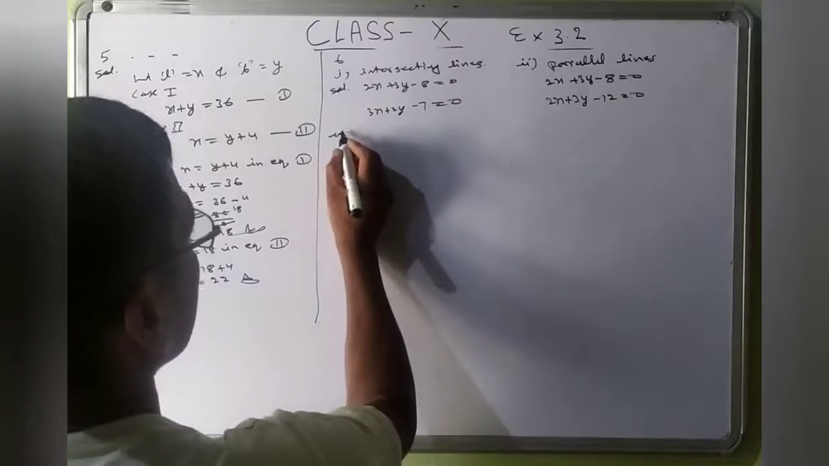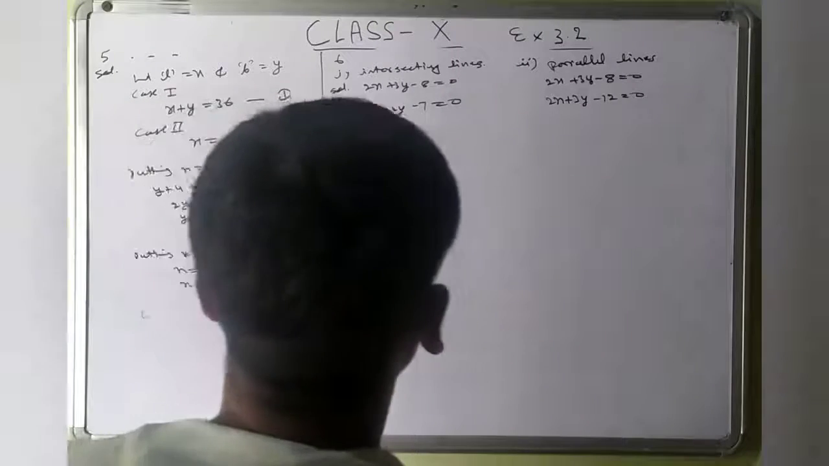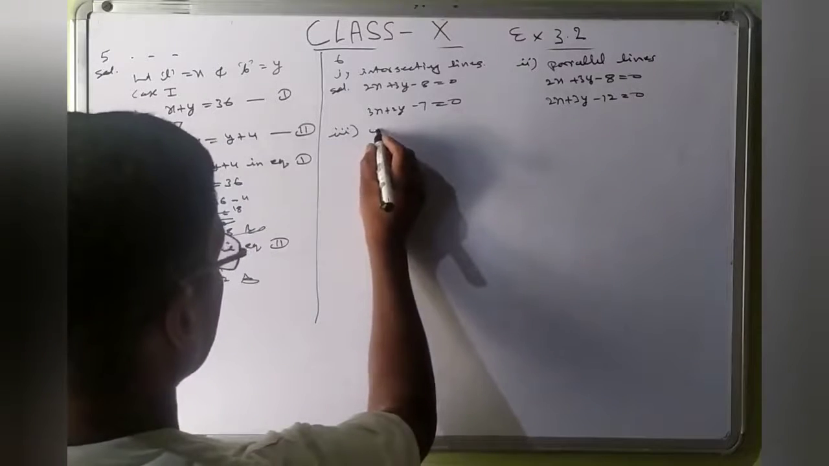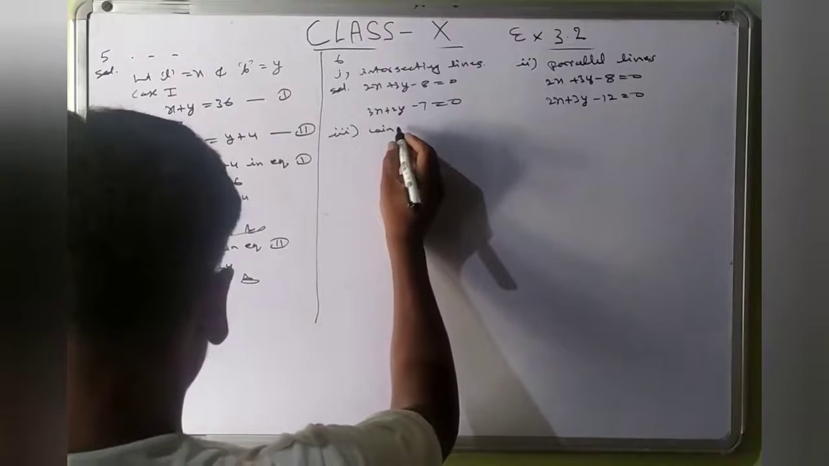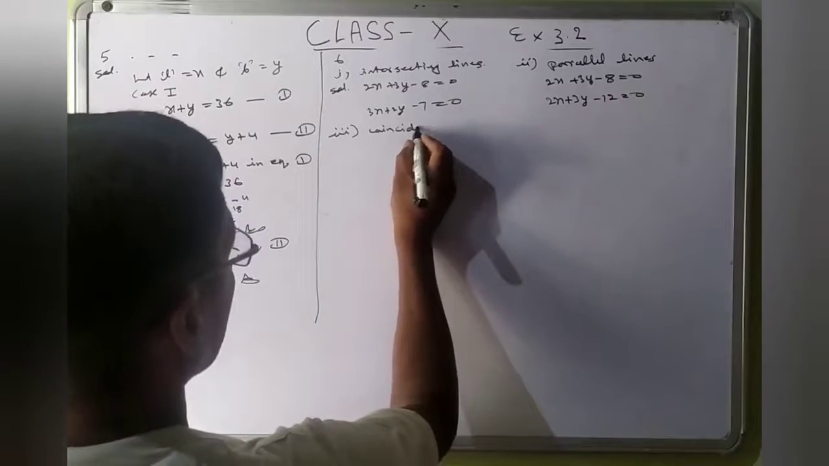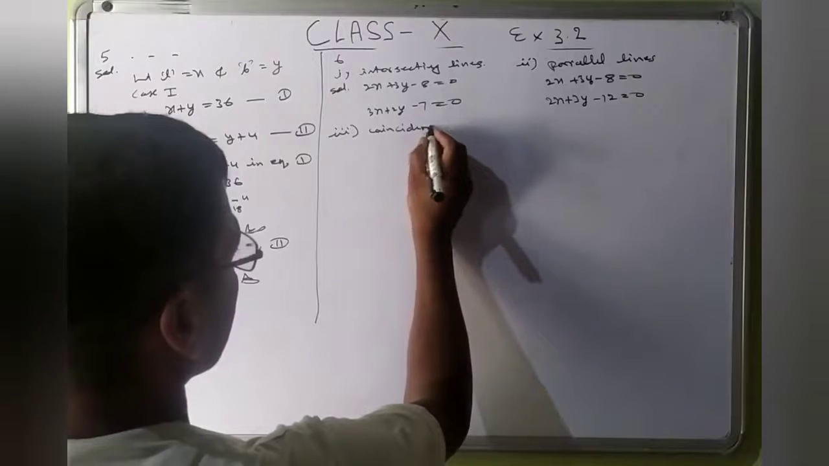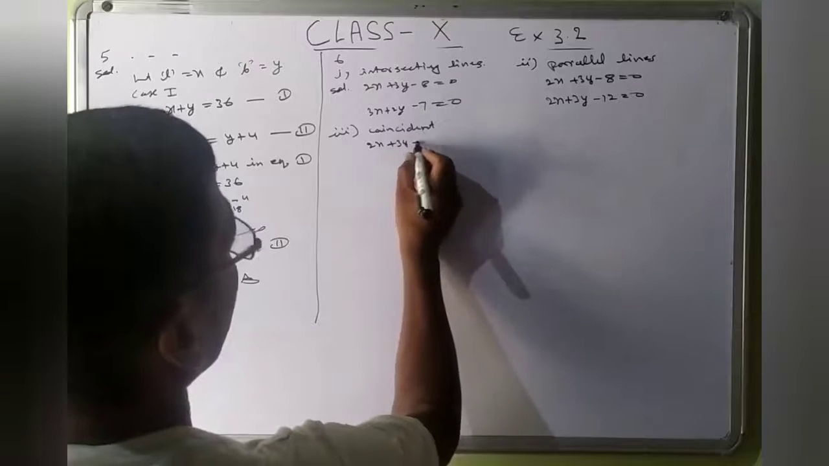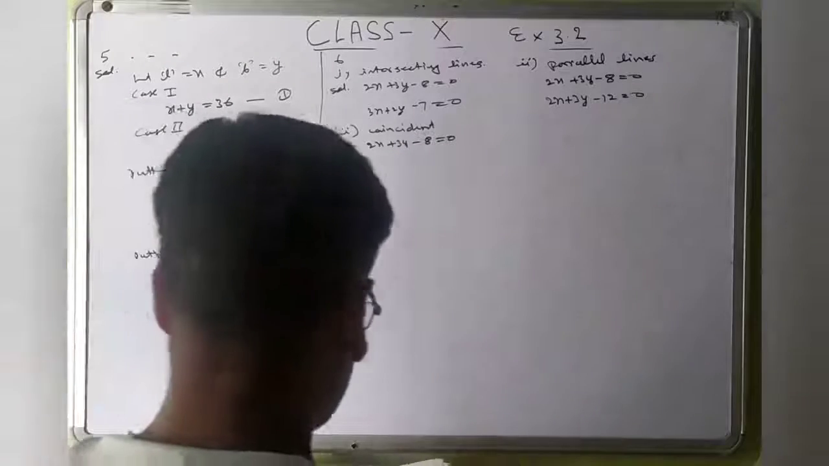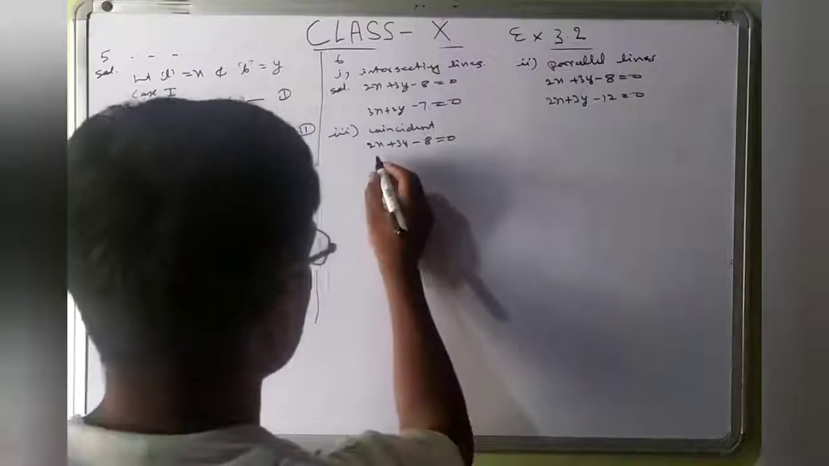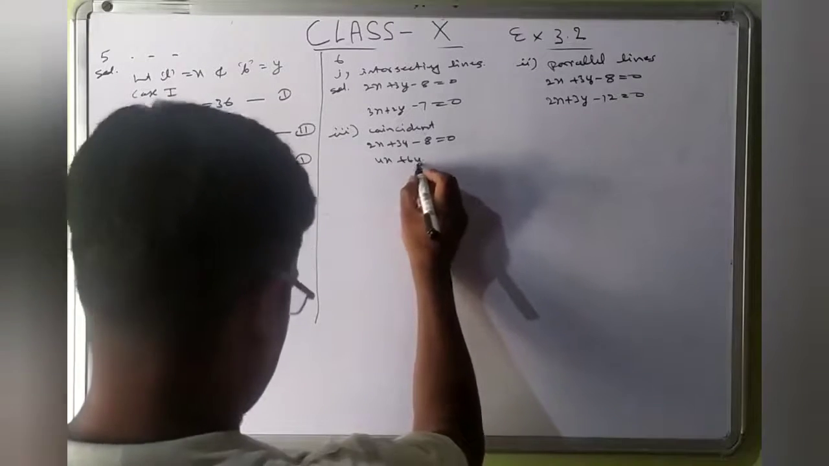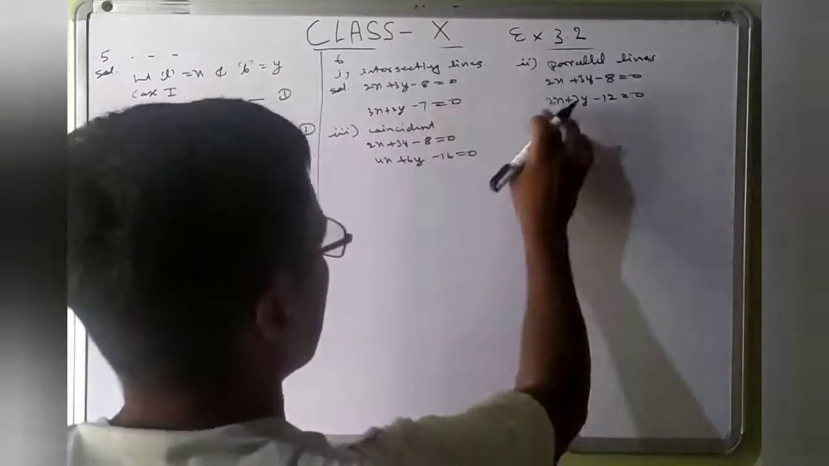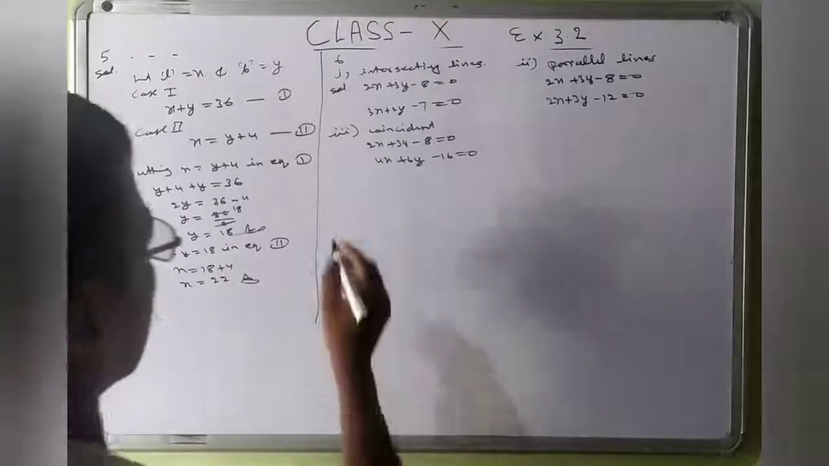For the third part, coincident lines. The given equation is 2x plus 3y minus 8 is equal to 0. We can suppose the equation 4x plus 6y minus 16 is equal to 0. This is a supposition, so you can suppose any type of equation.